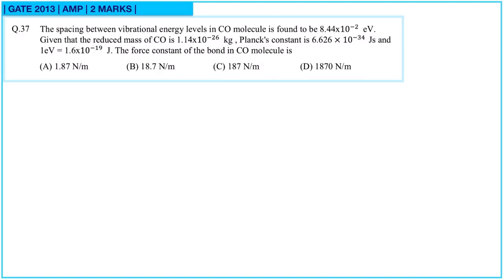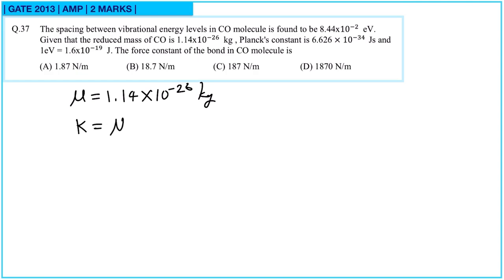Question number 37. The spacing between vibrational energy levels in CO molecule is found to be 8.44 into 10 to the power minus 2 electron volt. Given the reduced mass of CO is 1.14 into 10 to the power minus 26 kg. Planck's constant is given. The force constant of the bond in CO molecule is. Now here reduced mass is given and spacing between them is given.